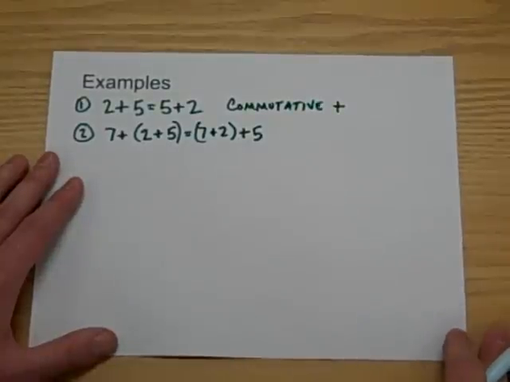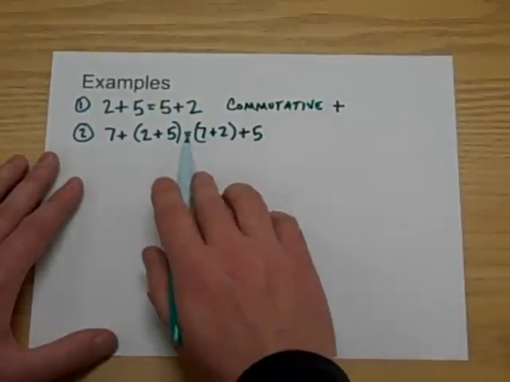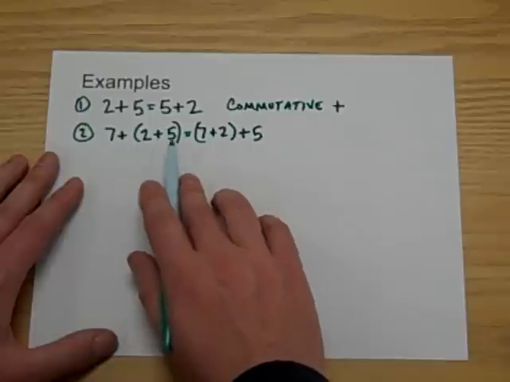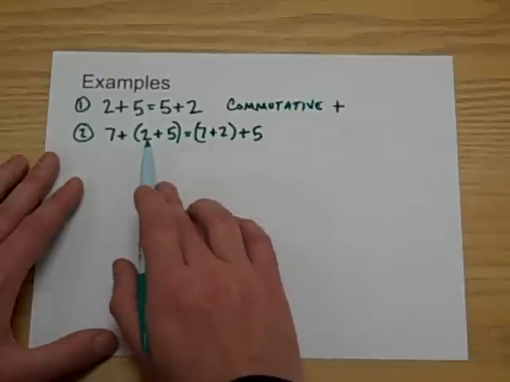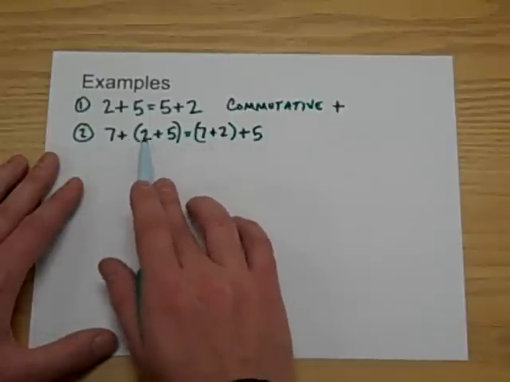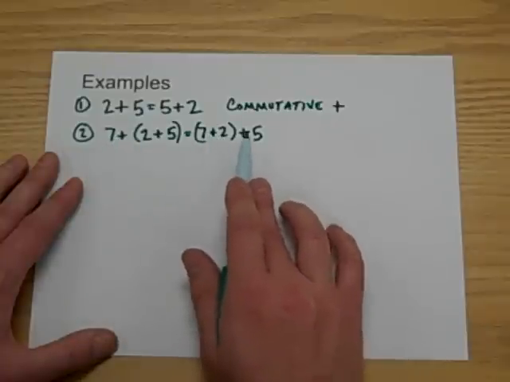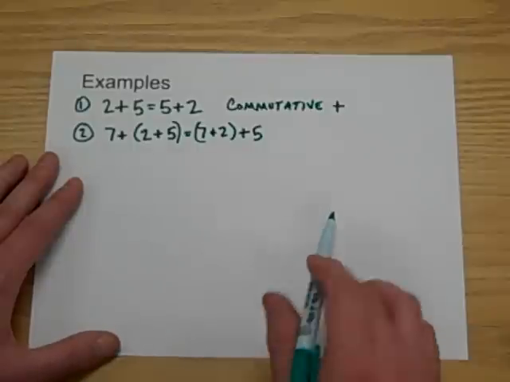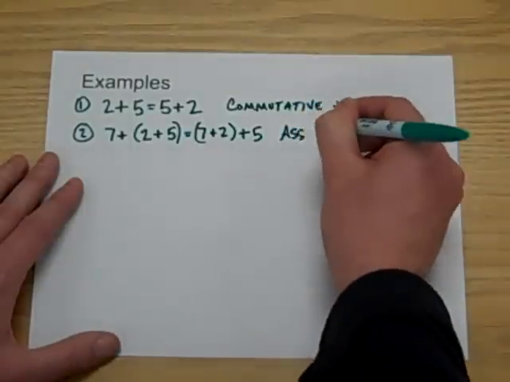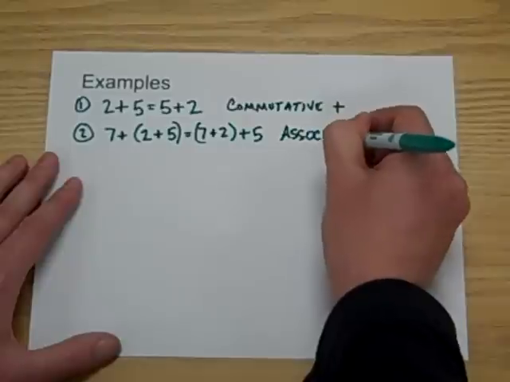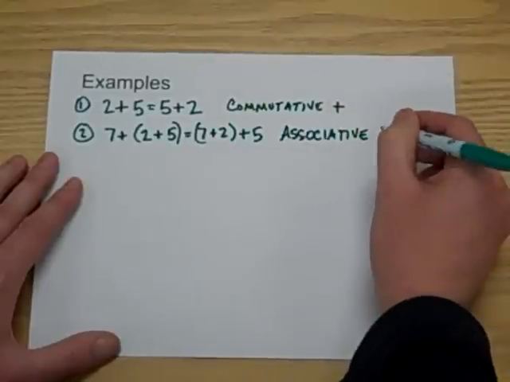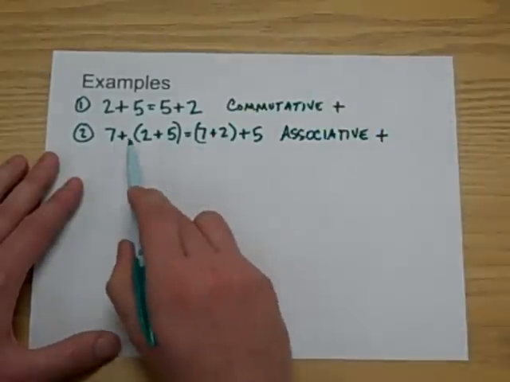Okay, let's try this example. It looks like the grouping has changed, and here I have 2 plus 5. Over here I have 7 plus 2, but it doesn't matter. I end up with the same thing. That's 7 plus 7 is 14. 7 plus 2 is 9, plus 5 is also 14. This is an example of the associative property of addition.